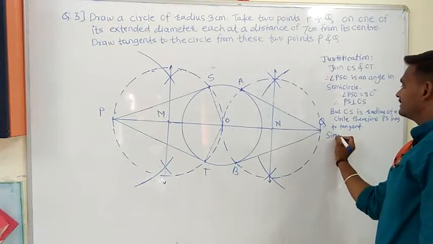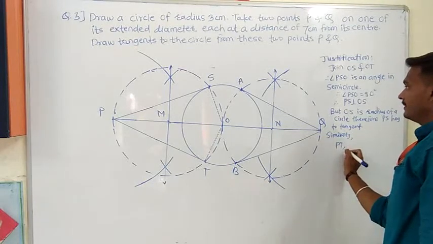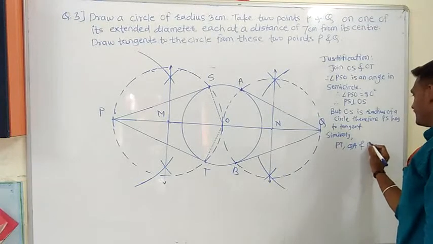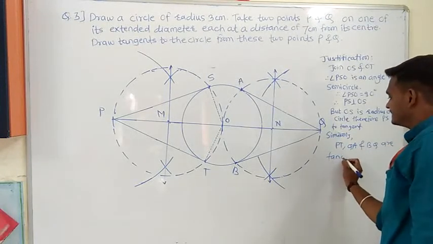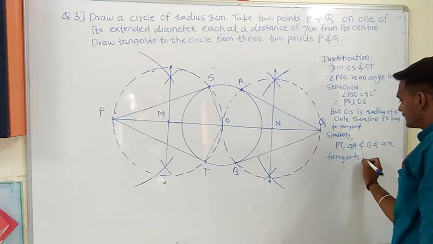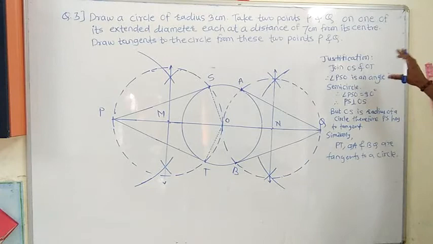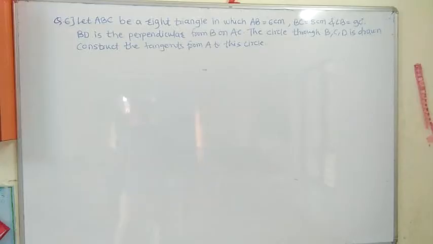Similarly, PT, QA and BQ are tangents to the circle. This much only you have to write in the justification if they ask in the examination. Okay, now copy down this.